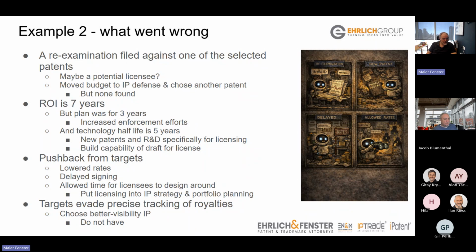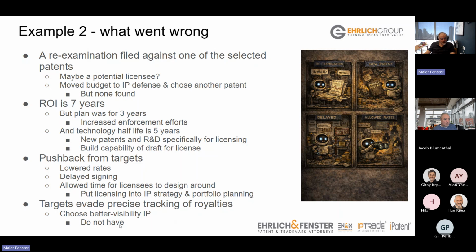And of course, the people that you contact and ask for money, they give you some pushback. Maybe you lower your rates. Oops. Maybe it takes time to sign them. Maybe this time gives your potential licensee the ability to design around. Obviously, what you're going to need to do is modify your IP strategy and your portfolio planning to take licensing into account and not just do it as an afterthought.